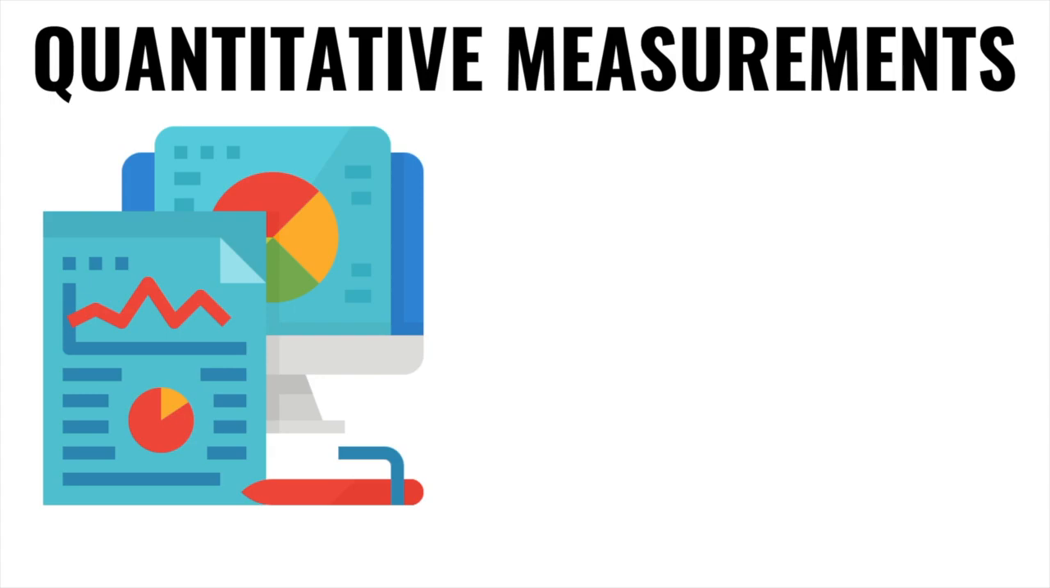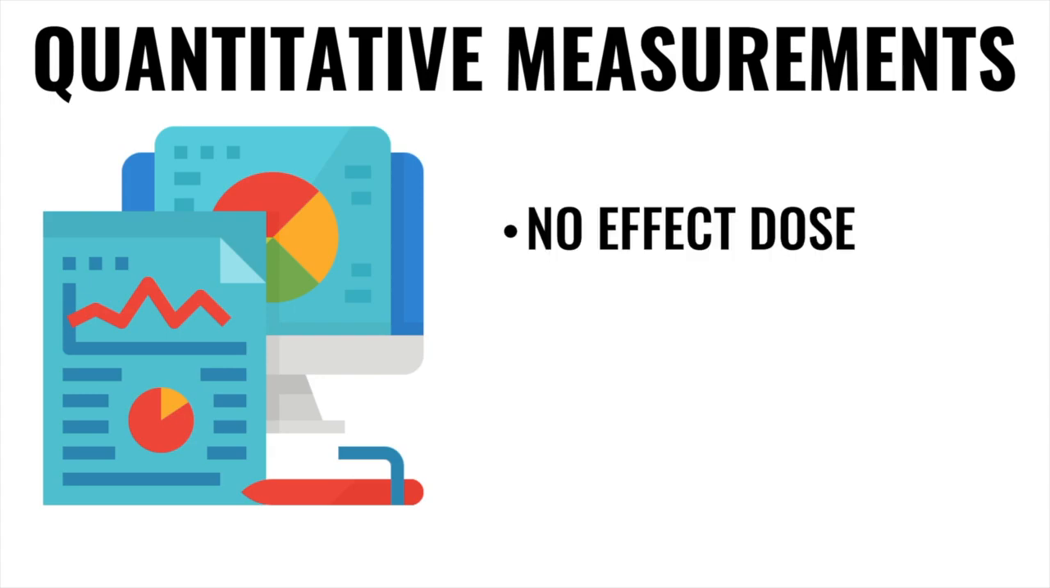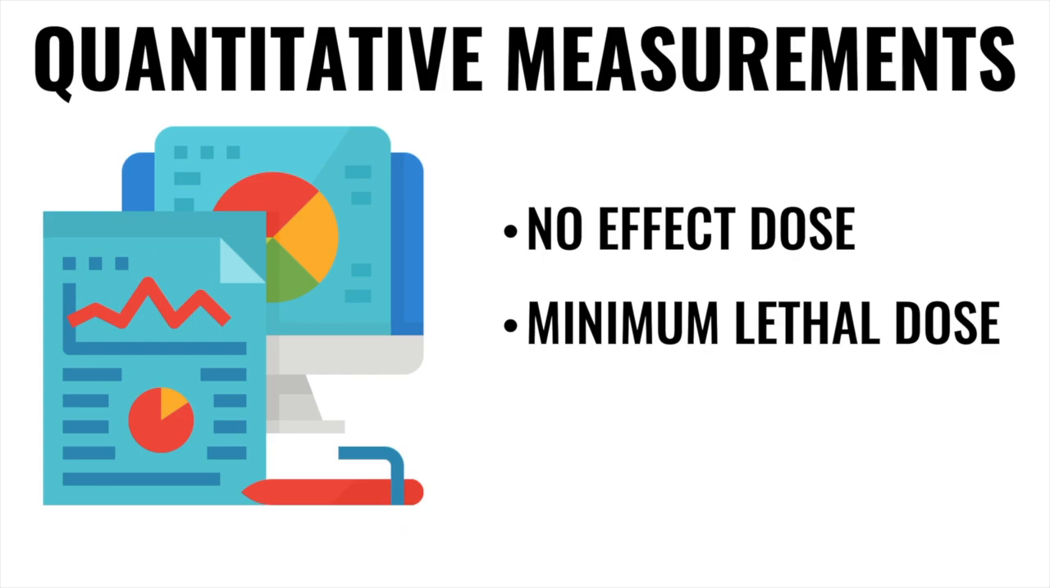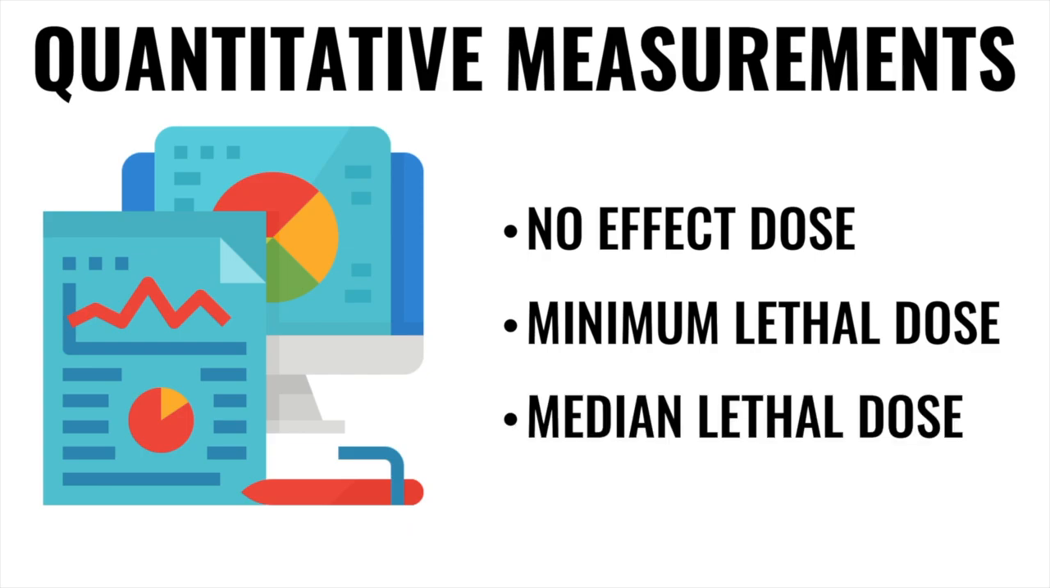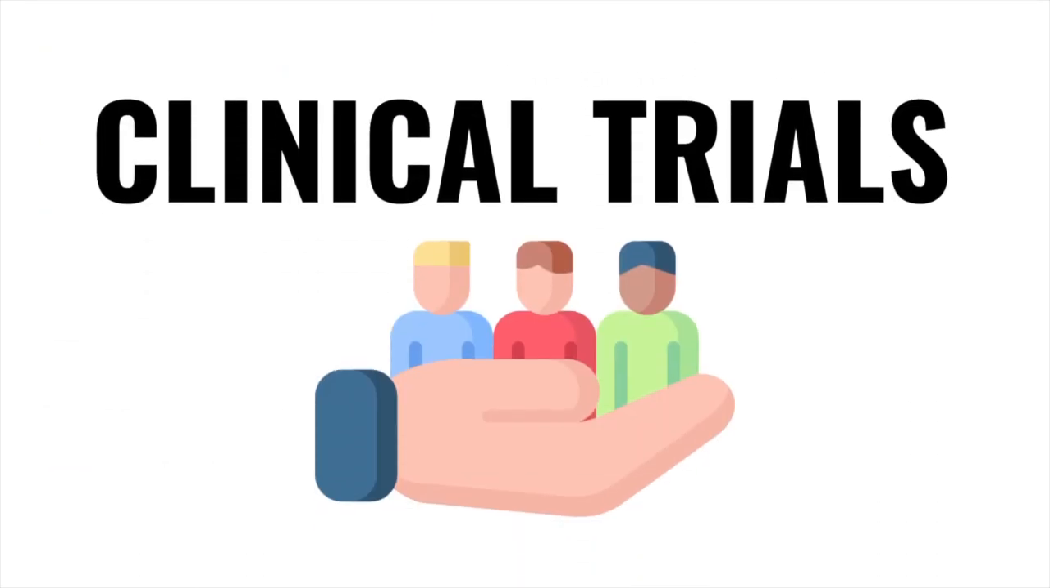This involves obtaining quantitative measurements like the no effect dose. So this is the maximum drug dose where toxic effects are not seen. The minimum lethal dose. This is the smallest dose inducing lethal effects in experimental animals. And finally, the median lethal dose. This is the dose that kills 50% of animals in studies. These tests help determine the initial dose that should be used for humans in clinical trials.